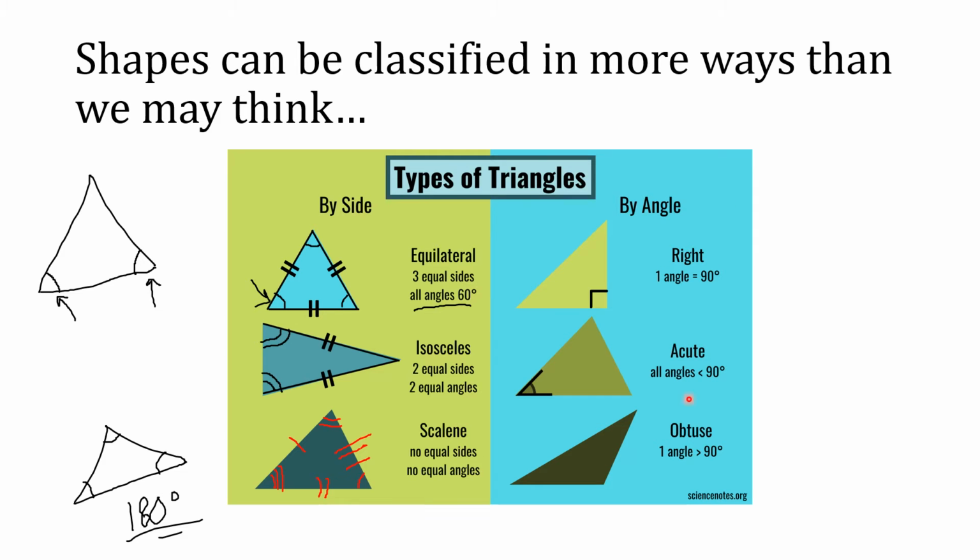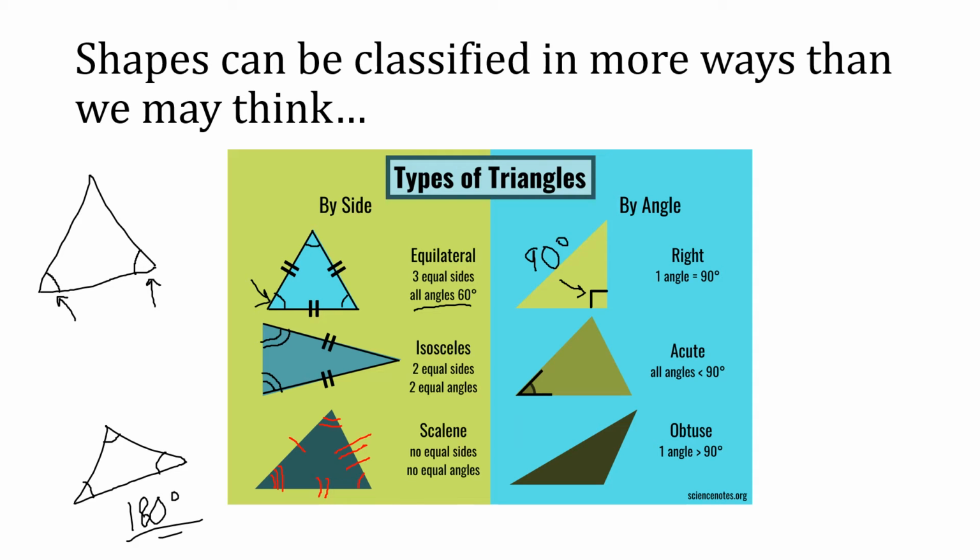And then the other way that we can classify triangles is based on the type of angle or angles that we see inside the triangle. So we can see in this first one, we can classify a triangle as a right triangle if one of the angles inside is equal to 90 degrees. And that's what this square thing in the corner is trying to communicate, that this angle down here is 90 degrees.